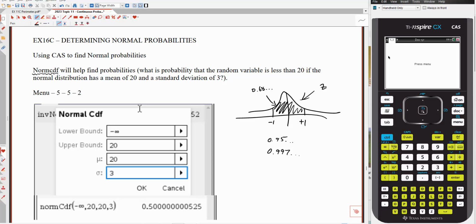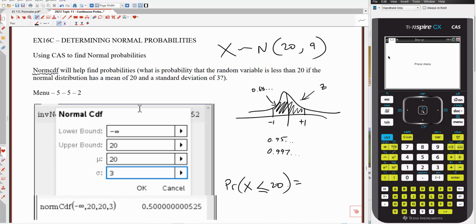Say for argument's sake I'm finding the probability that the random variable is less than 20 if the normal distribution has a mean of 20 and a standard deviation of 3. So let's define that random variable. X is normally distributed. Recall that we put the mean first, which is 20, and in our definition we write the variance, so this is going to be 9. Now what we want is the probability that the random variable is less than 20. Recall that can also be written like that, and it doesn't matter either way.